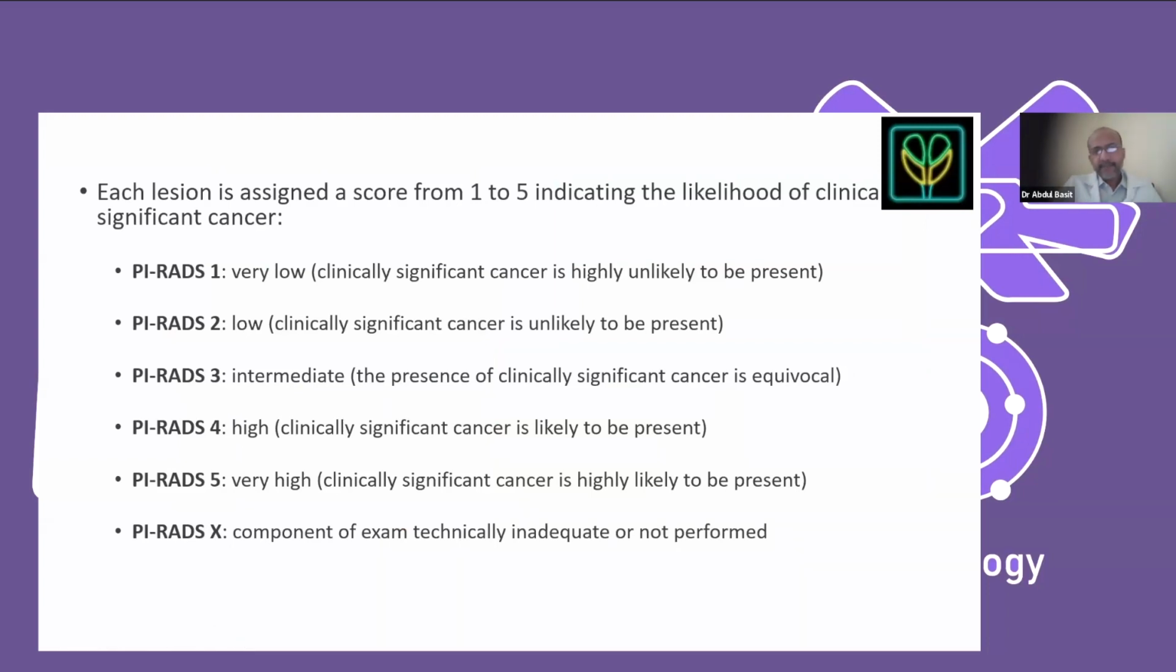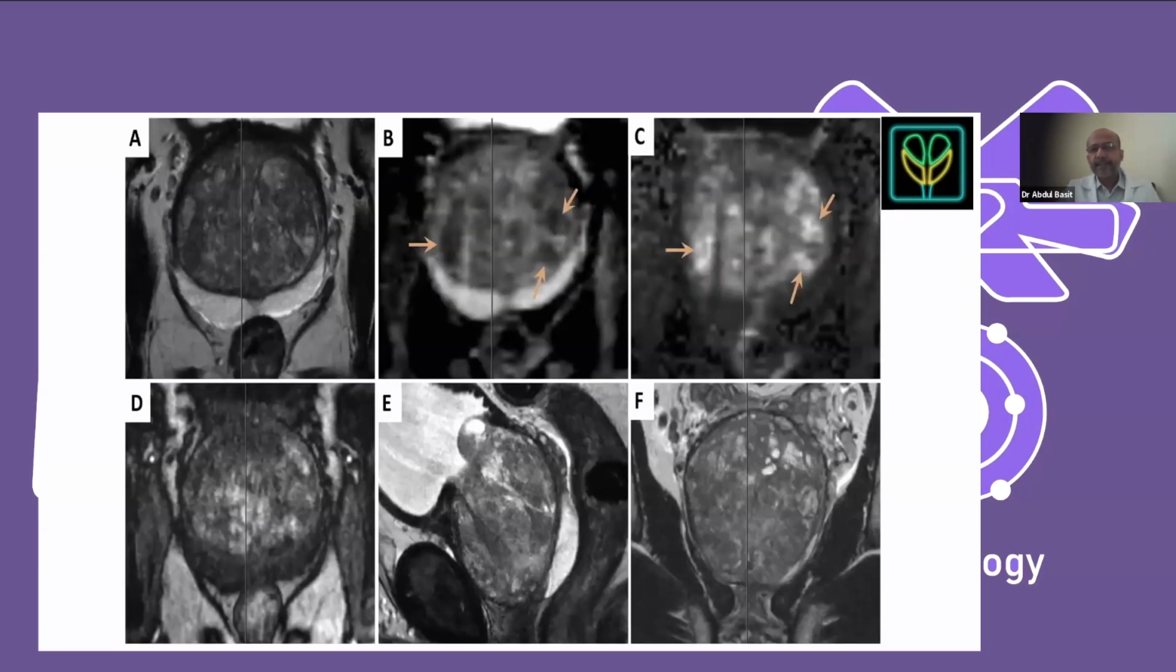So like I have already described, category X, in which we cannot comment because of some technical issue with the study. Category 1 is a very low suspicion of having clinically significant tumor, while category 5 has the highest suspicion. I will show you a few examples.